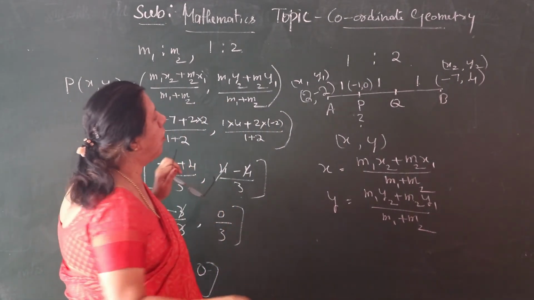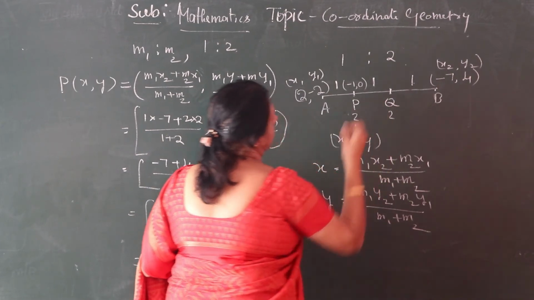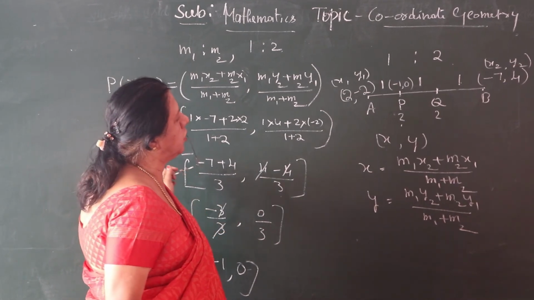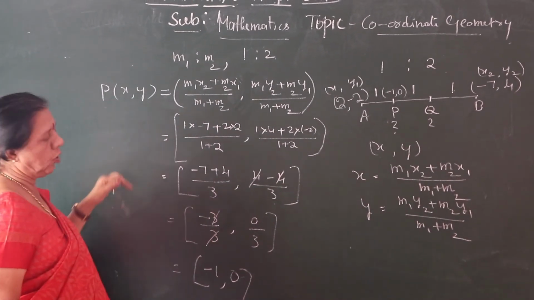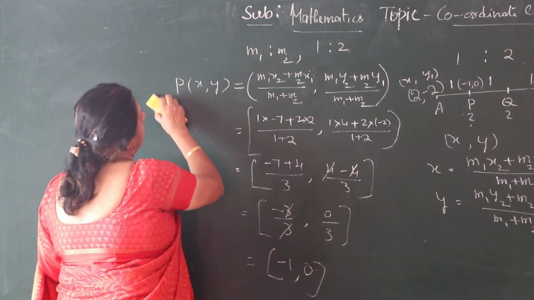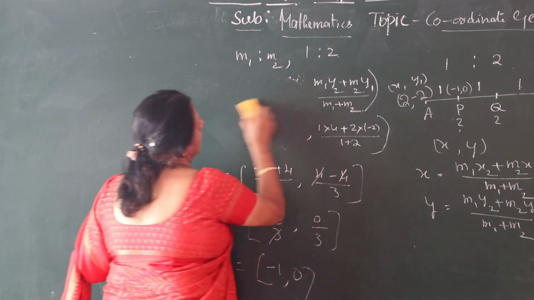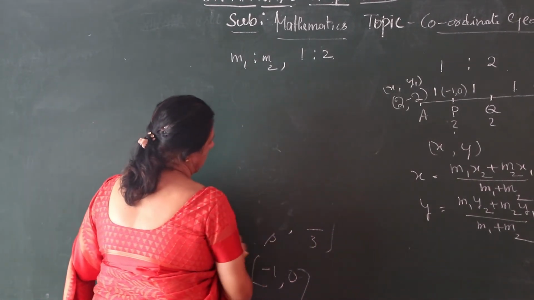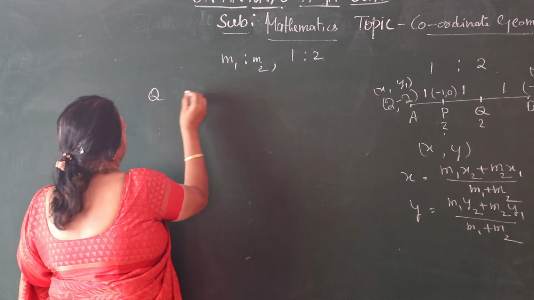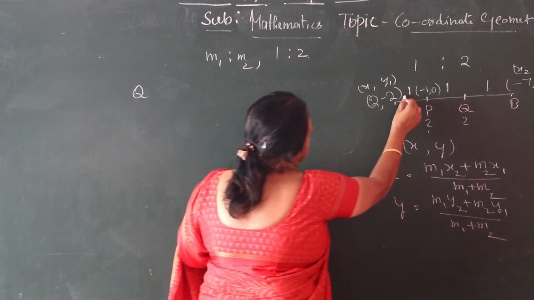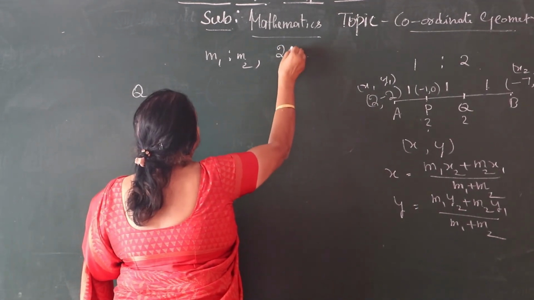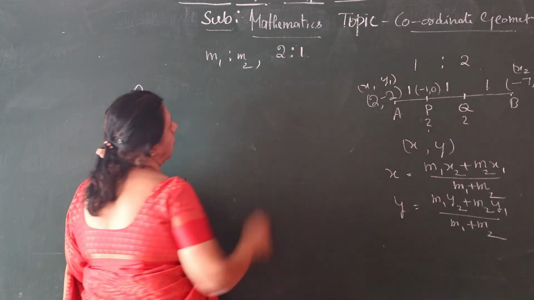Now you go for the Q coordinates. What is the ratio for Q? Follow me. Once again, the Q coordinates. The ratio is now 2 to 1.